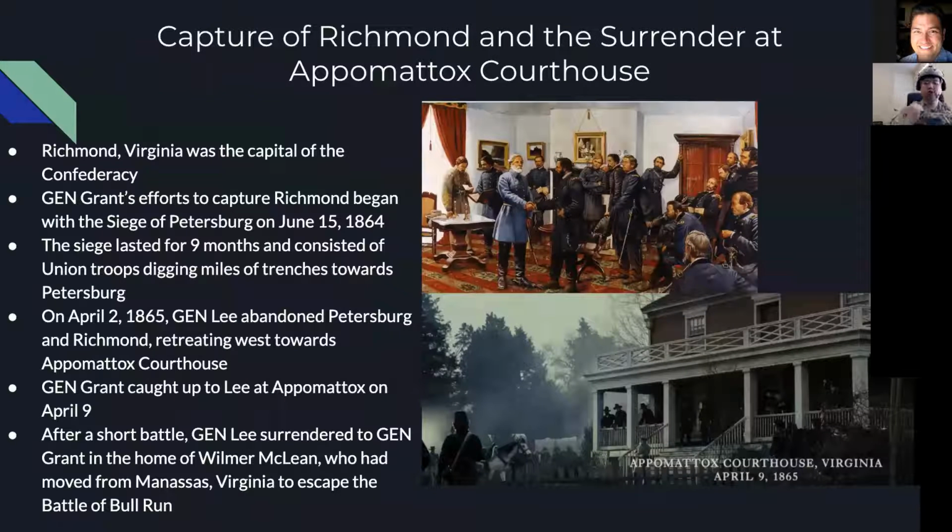So Richmond, Virginia was the capital of the Confederacy. So Richmond was their Washington, D.C. Like Washington, D.C. was the capital of the United States, Richmond was the capital of the Confederate States of America.